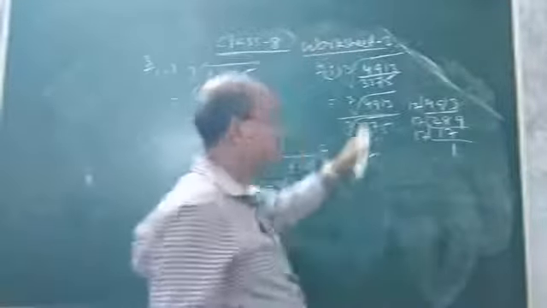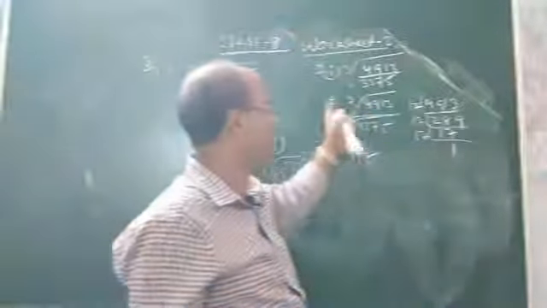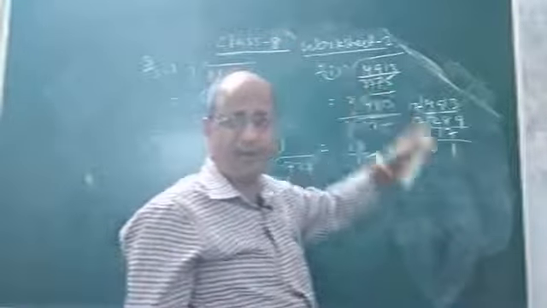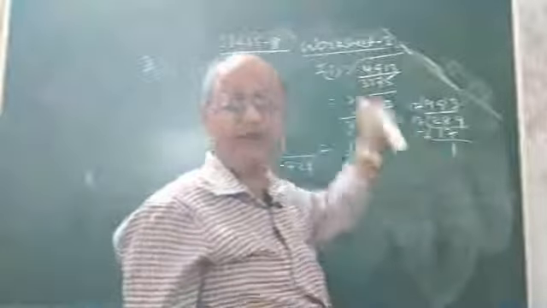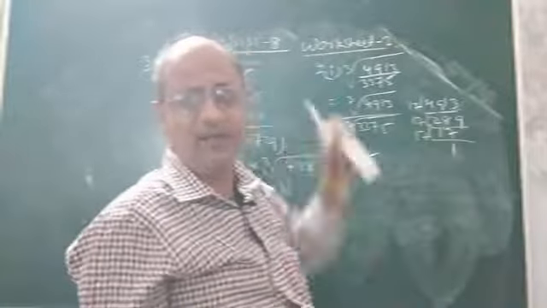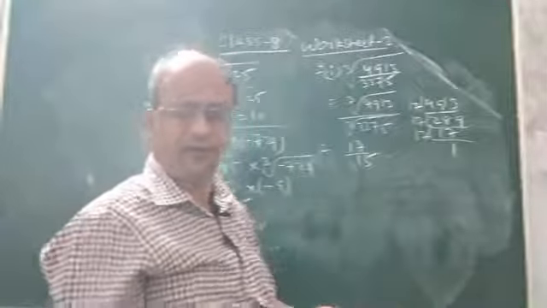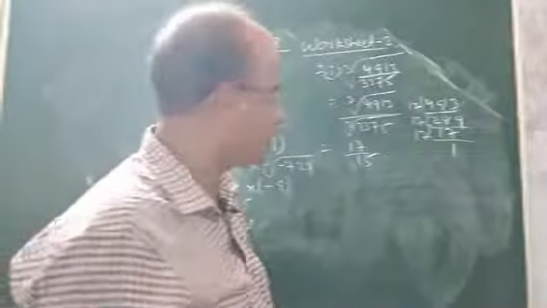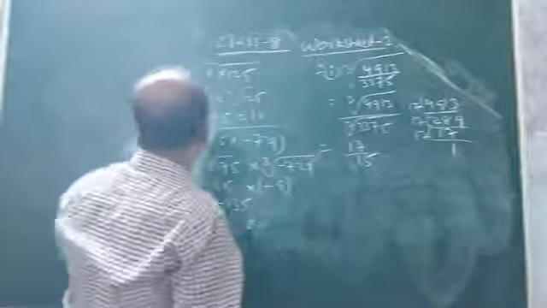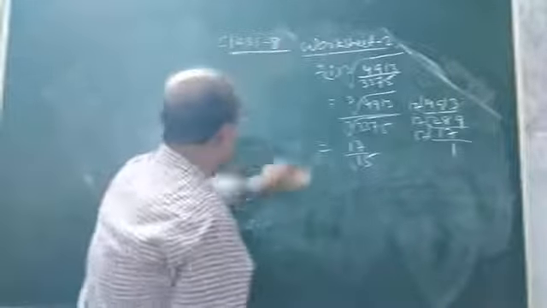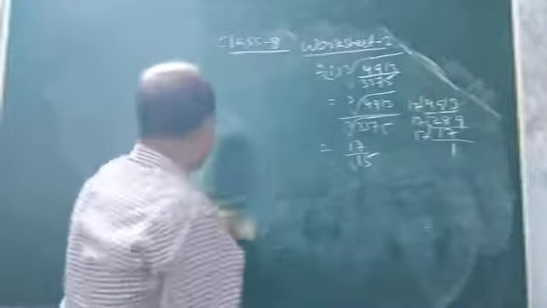So here what formula did we apply? We applied the formula cube root of a by b equals cube root of a by cube root of b. Similarly, cube root of a into b is equal to cube root of a into cube root of b. Okay. So now let us go to the next.